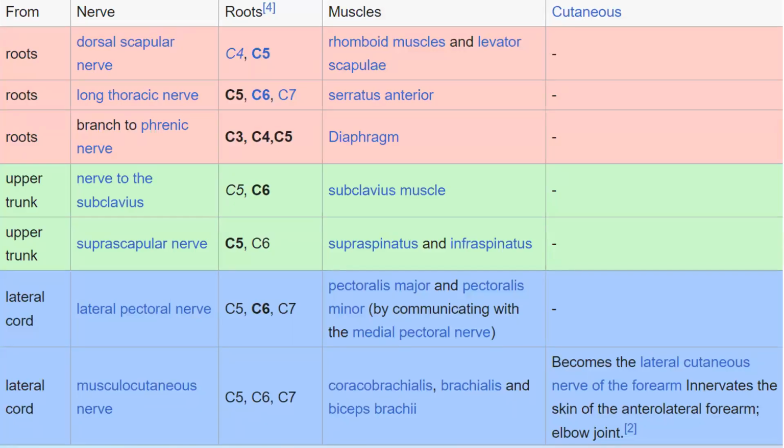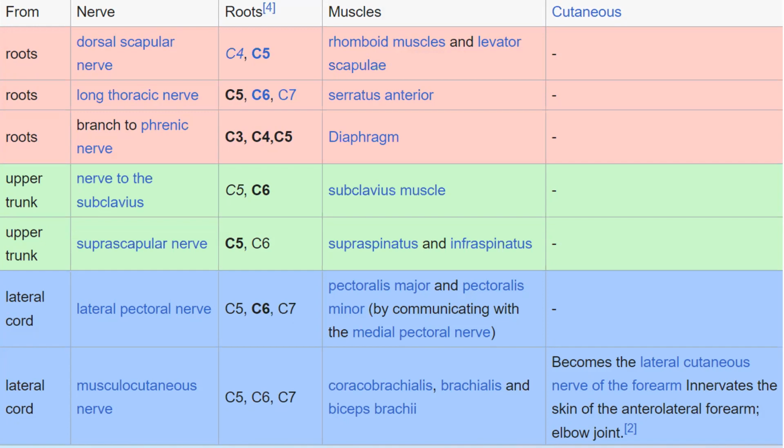Now, what did I speak about? I have this table. This table, in my mind, is very important. You have the dorsal scapular nerve, and these are C4-5, and these supply the rhomboid muscles and the levator scapulae. This table you should remember. You have the long thoracic nerve, which we spoke about, C5, C6, 7. It supplies the serratus anterior.